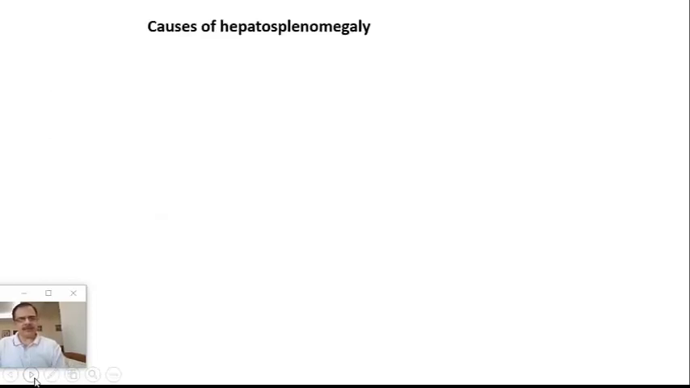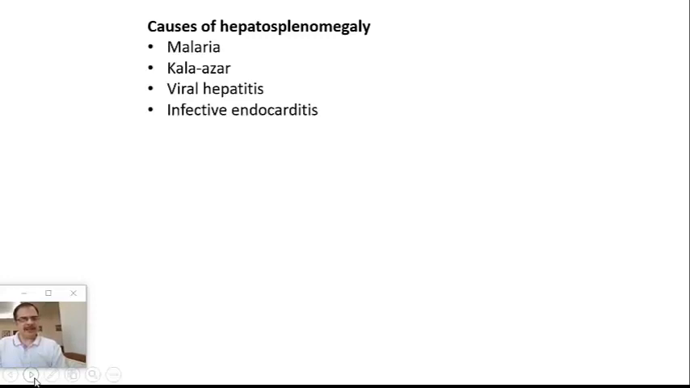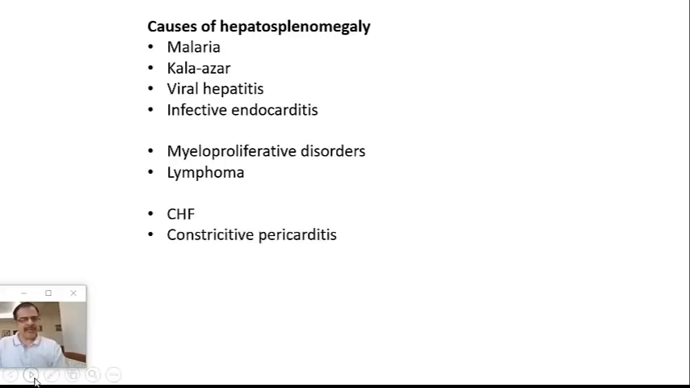Now, the causes of hepatosplenomegaly, where the liver is also enlarged and the spleen is also enlarged. It will be the infectious causes like malaria, Kala-Azar, viral hepatitis, and infective endocarditis. Blood malignancies like myeloproliferative disorders or lymphomas can cause hepatosplenomegaly. Cardiac causes like chronic congestive heart failure and constrictive pericarditis. Cirrhosis can also be a cause of hepatosplenomegaly by causing portal hypertension. Glycogen storage disorders, infiltrative disorders like amyloidosis.